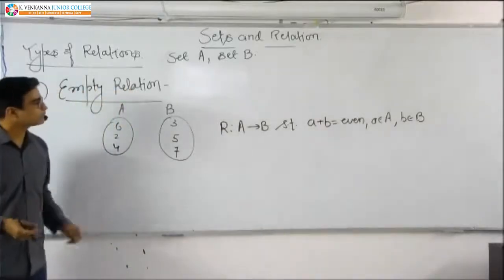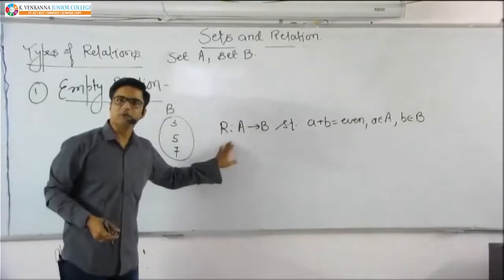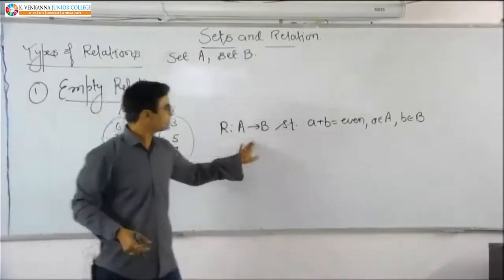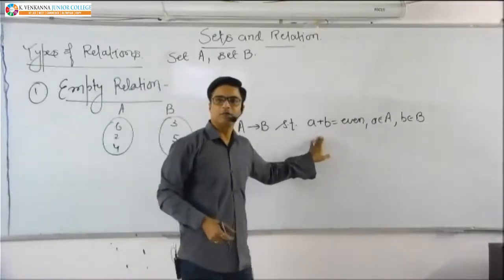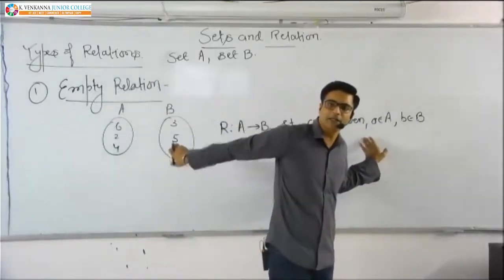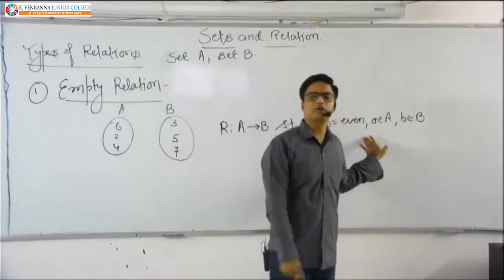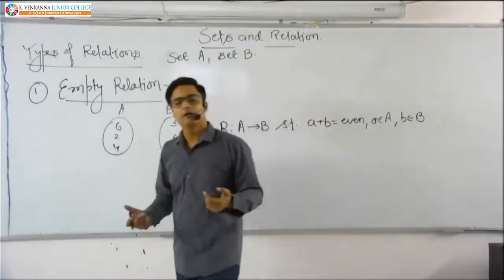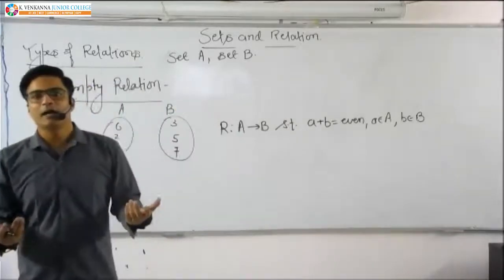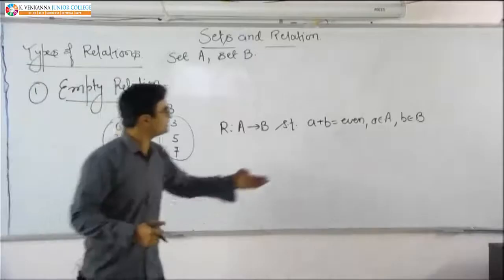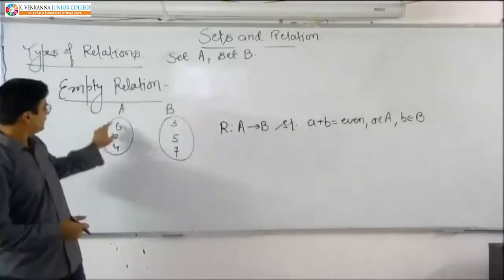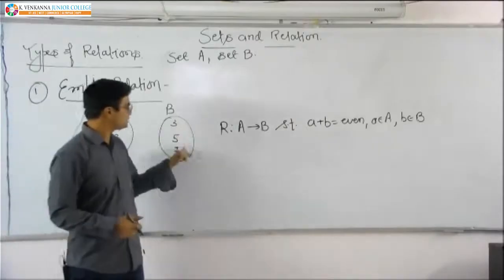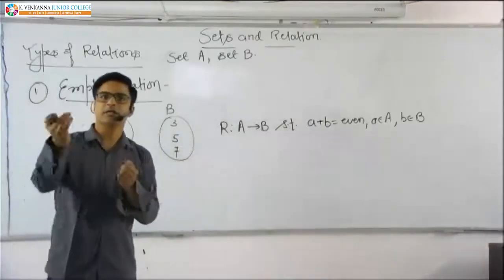What I'm doing is defining a relation from set A to set B such that a plus b is even, where a is an element of set A and b is an element of set B. Now, can we have any ordered pair satisfying this property if A is {2, 4, 6} and B is {3, 5, 7}? Can there be any connection?